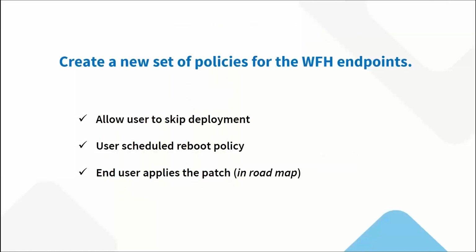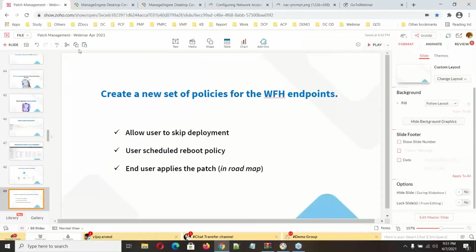Let's also see how to create a new set of policies for the work from home machines. John has a couple of items to achieve: allow the users to skip the deployment, and there may be VIP users whom he would like to give access to skip it. He also needs to schedule a reboot, because there are production servers where he would like to schedule a reboot after the patch deployment. Let's see how to achieve these tasks in the deployment policy.